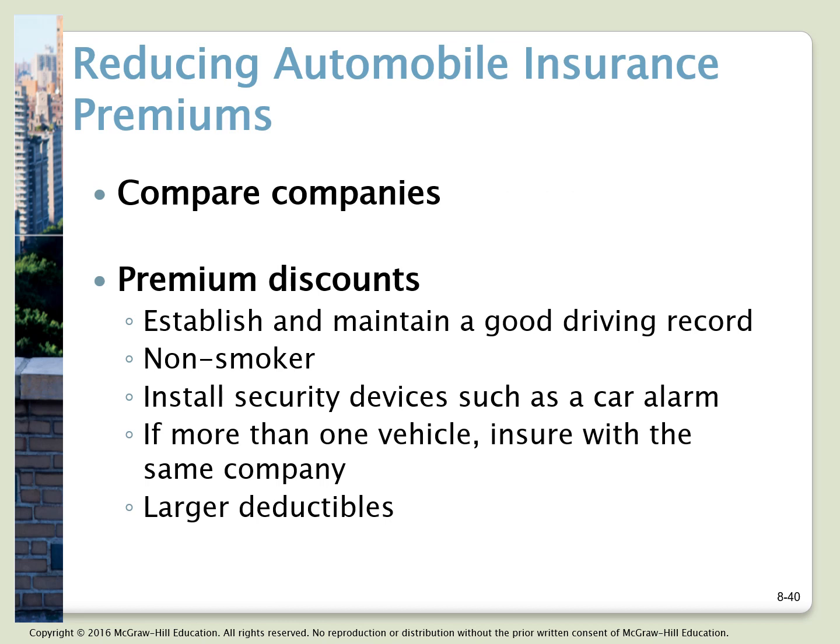Again, assigned risk pool for those who are unable to obtain insurance, meaning you're paying significantly higher rates. Reducing automobile insurance premiums: compare companies. Premium discounts: establish and maintain good driving records, be a non-smoker, install security devices, car alarms, etc. Insure with the same company, multiple vehicles and homeowners insurance, etc. And the last situation would be larger deductibles.